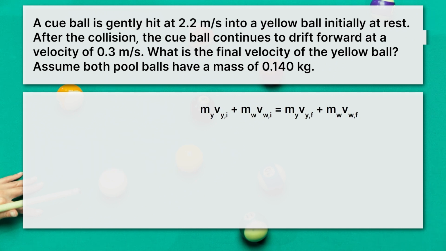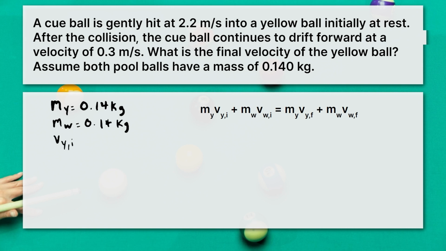All right, I think we're finally ready to try to solve this problem. Let's start by listing the variables that we know. We know the masses of the pool balls. For example, the mass of the yellow ball is equal to 0.14 kilograms. And that's actually exactly the same as the mass of the white ball, 0.14 kilograms.